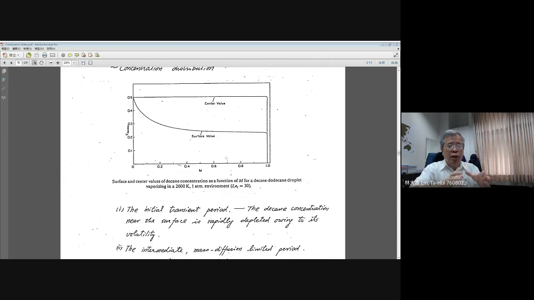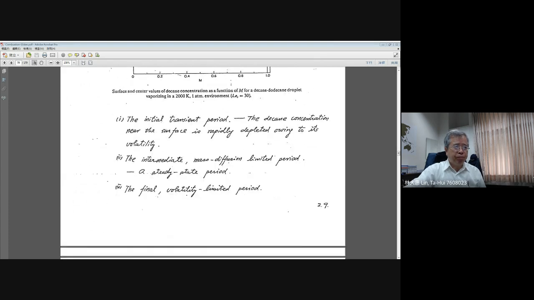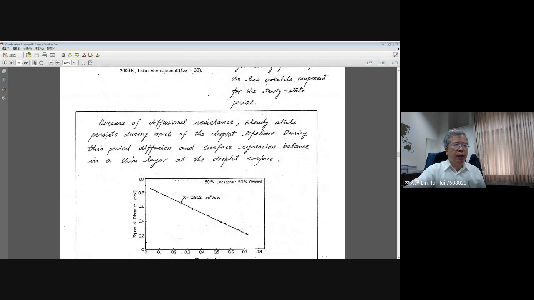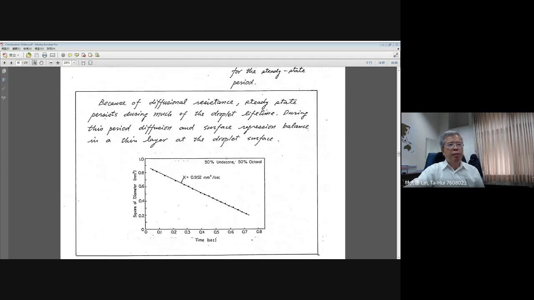And when they do not change the composition, which means the burning will be steady. Okay. Now the experimental result will give you the justification here. In this experiment they use undecane. Let me give you the boiling point. Undecane is 469.1 K, 469 K, and octanol has 468 K. The boiling point is almost the same.